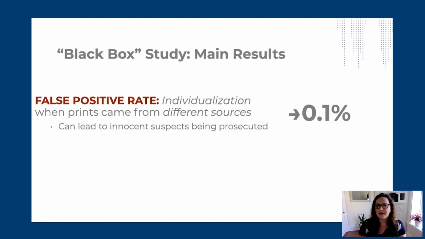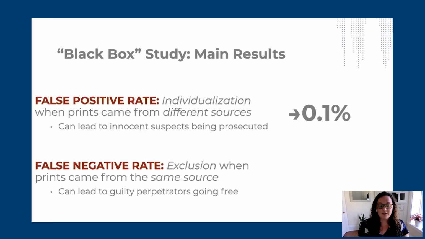The other thing I just want to mention is that I know the word individualization is maybe not used quite as much as it was when the study was run. I'm going to use it throughout this talk just because that's the way the data I'm working with was recorded. The other type of error rate is the false negative error rate. These are exclusions when prints came from the same source, and these types of errors can lead to guilty perpetrators going free. Within this study, this was estimated to be 7.5%. Of course, there are many other results within this study, but these were the main estimates of the casework error rates.